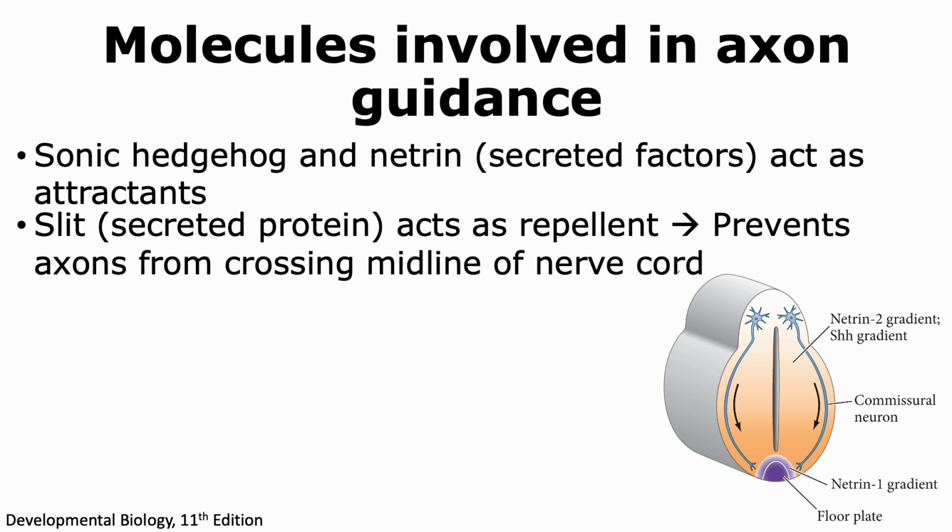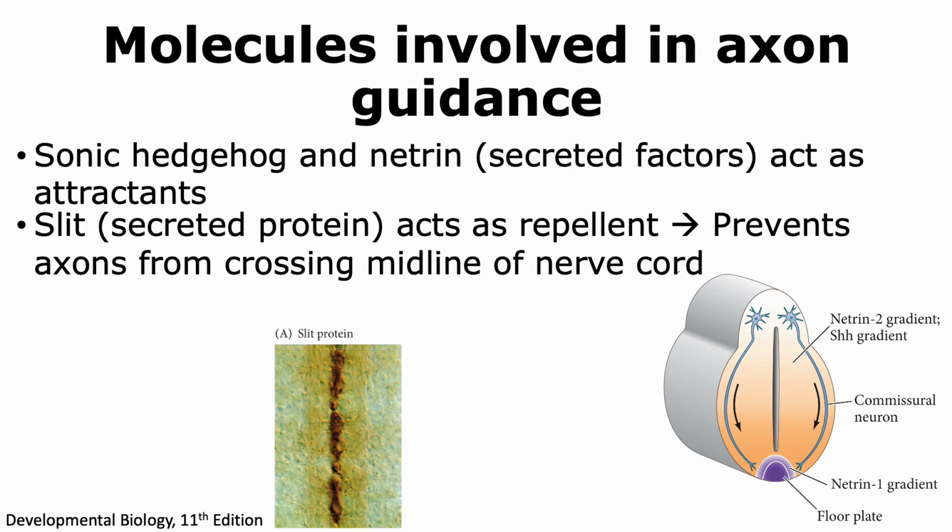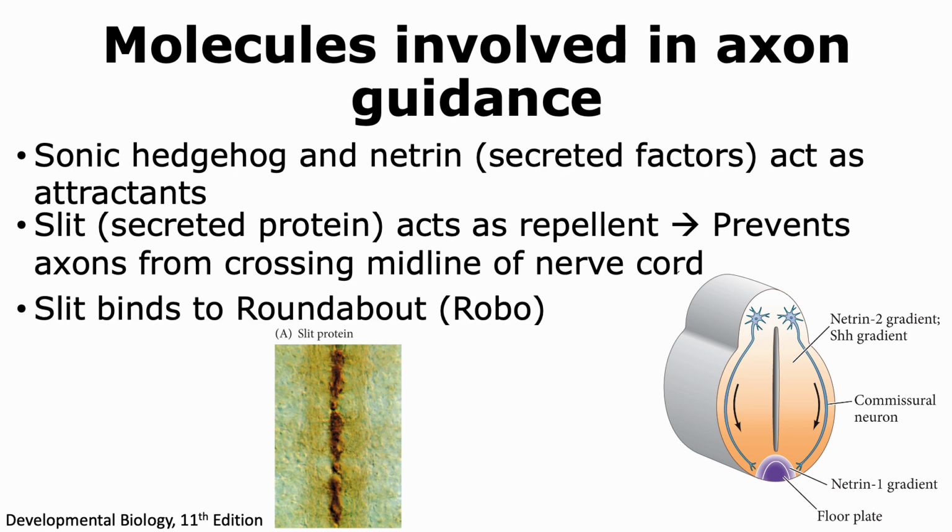Another protein that is secreted is called slit. This protein mediates axon guidance and acts as a repellent. It prevents the axons from crossing the midline of the nerve cord. Now, this is what is shown in this figure where we can see the expression of slit. Wherever we see the dark brown line, that is where the slit protein is present. And the slit binds to another receptor called roundabout. So neurons tend to express the receptor roundabout, and roundabout will bind to slit.